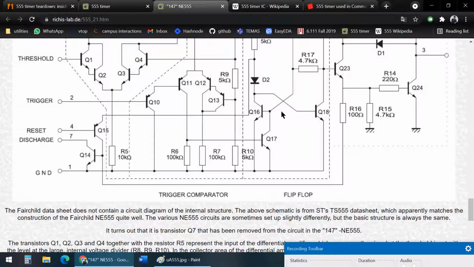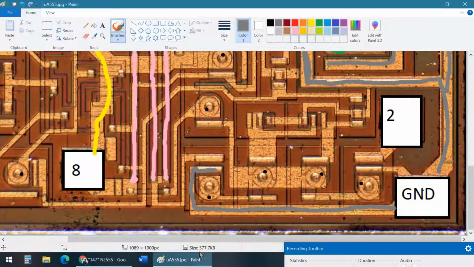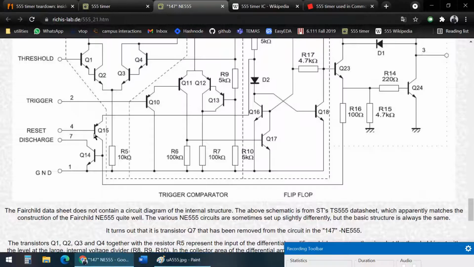It could be Q17. Q17 is connected to ground. Q10, but Q10 is connected to the trigger pin. Where's pin 2? No, so this is probably Q10 then, right? Because pin 2 is the trigger pin. It's connected here, which is also connected to ground. Okay, so this I would say is Q10.